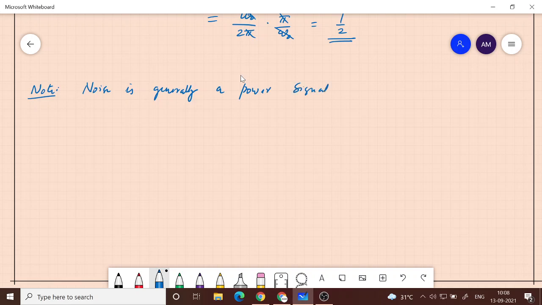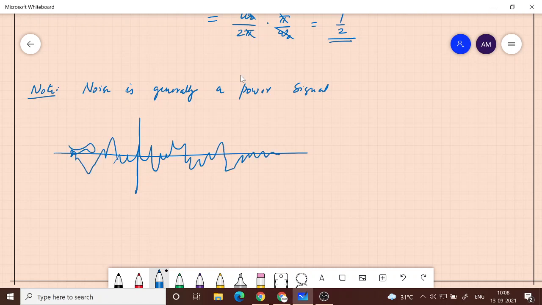So if you just plot the noise, it is basically random, something like that. Okay, or not like that. So it will be random, and sometimes more, sometimes less.